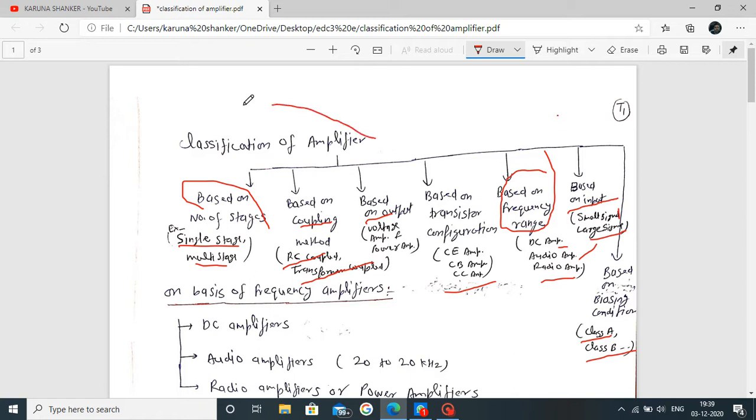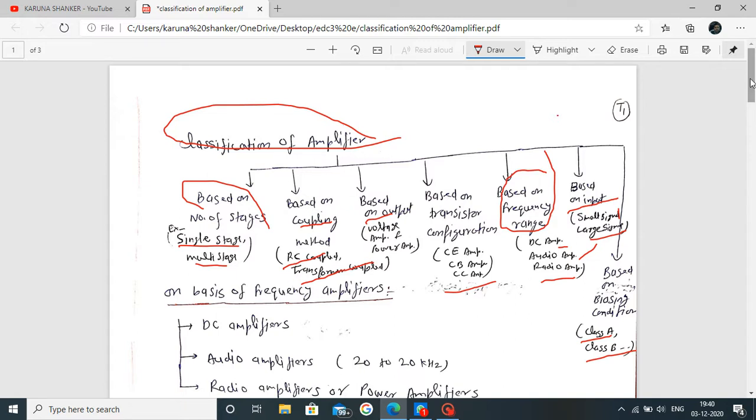Overall, these are the classifications of amplifiers based on different methods: the number of stages used, the coupling methods, and how we take the output. Next is the transistor configuration, then the frequency ranges, then the input signal we apply, and then the biasing condition. These are the classifications of amplifiers.